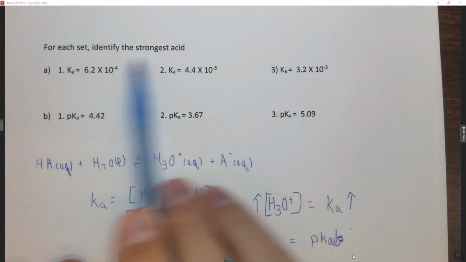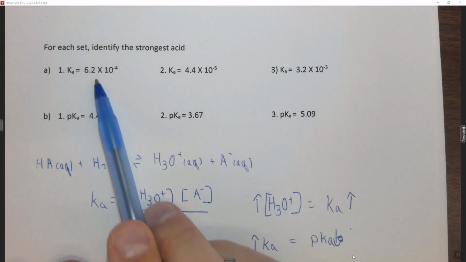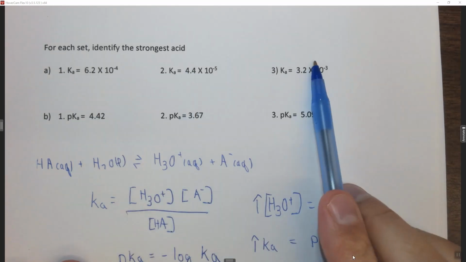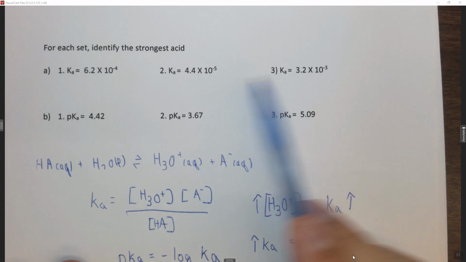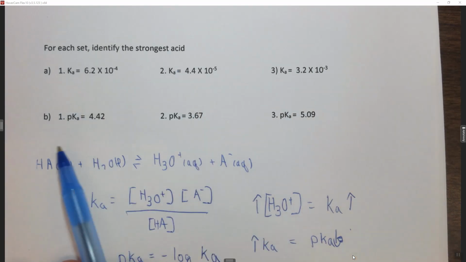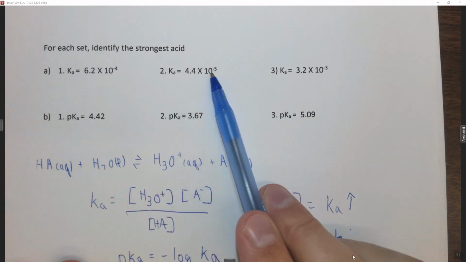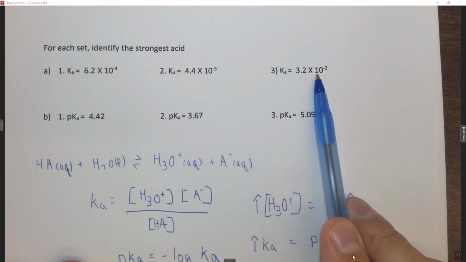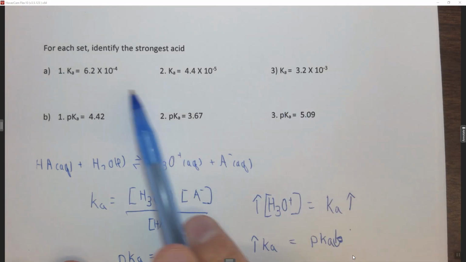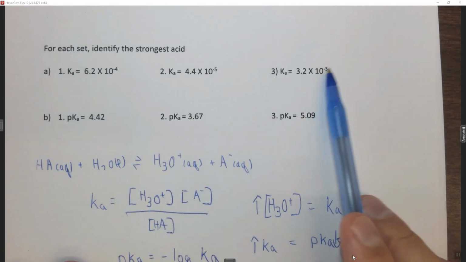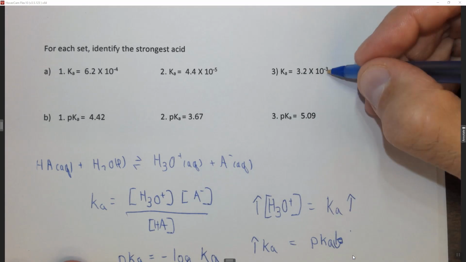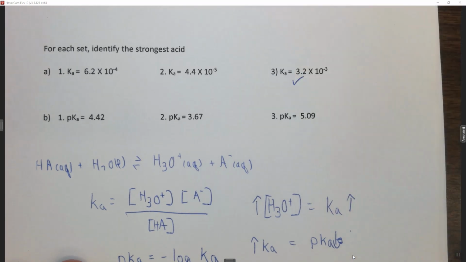So let's identify the strongest acid in each set. We're looking for the largest number. Now, if the exponents are the same, then you actually look at the coefficient to see which one is the largest. But in this case, the exponents are not all the same. So the exponents here are all different. So the largest number is the smallest exponent because it's a negative exponent. So this is going to be your largest number and therefore your strongest acid.